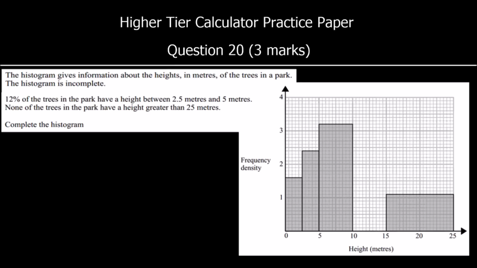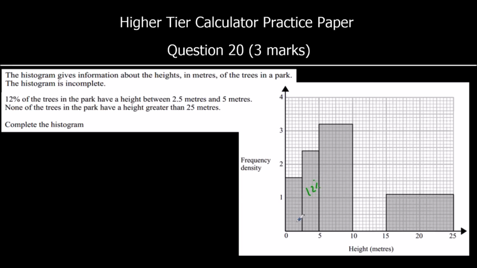Okay, one for you to try. So give this one a go. So we've got the histogram. It gives information about the heights of trees again. This time we're told that 12% have a height between 2.5 and 5. Between 2.5 and 5, that's 12%.